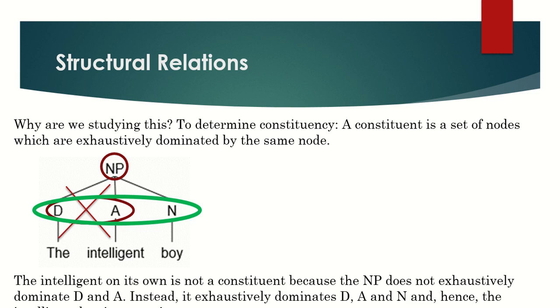So the intelligent on its own is not a constituent because the NP does not exhaustively dominate D and A. Instead, it exhaustively dominates D, A, and N, and hence the intelligent boy is the constituent. So again, a constituent is a set of nodes, these are the three, which are exhaustively dominated by the same node.